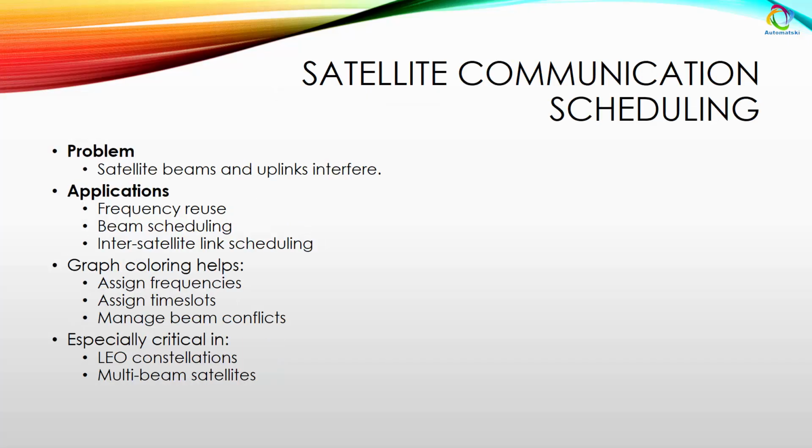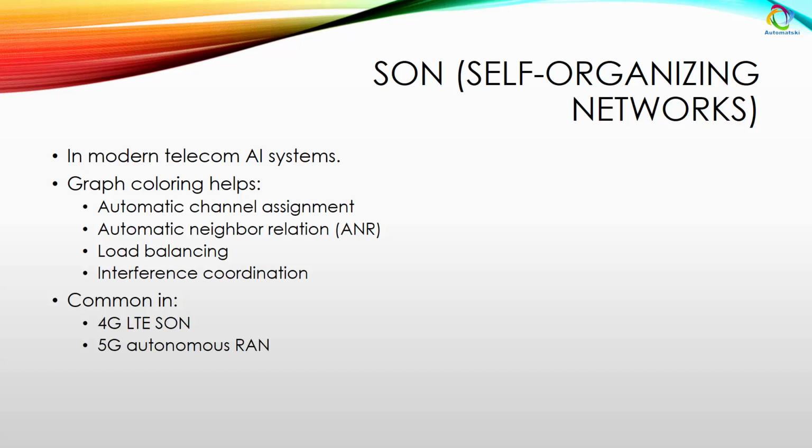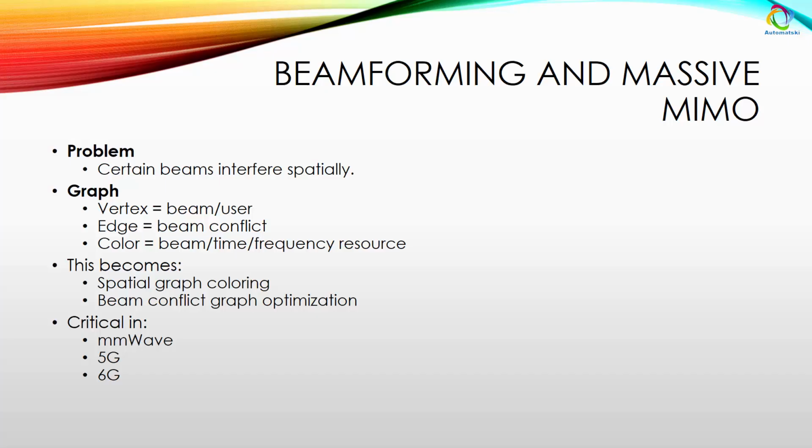Satellite communication scheduling, where satellite beams and uplinks interfere. Network routing and link scheduling, where certain links cannot be active simultaneously due to interference. Self-organizing networks, where you need to automatically assign channels and relationship with neighbors. Load balance and coordinate interference.